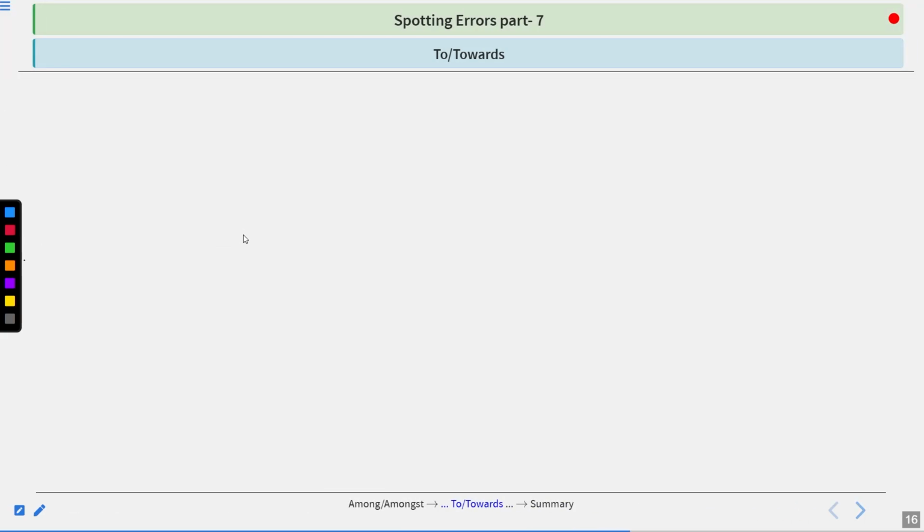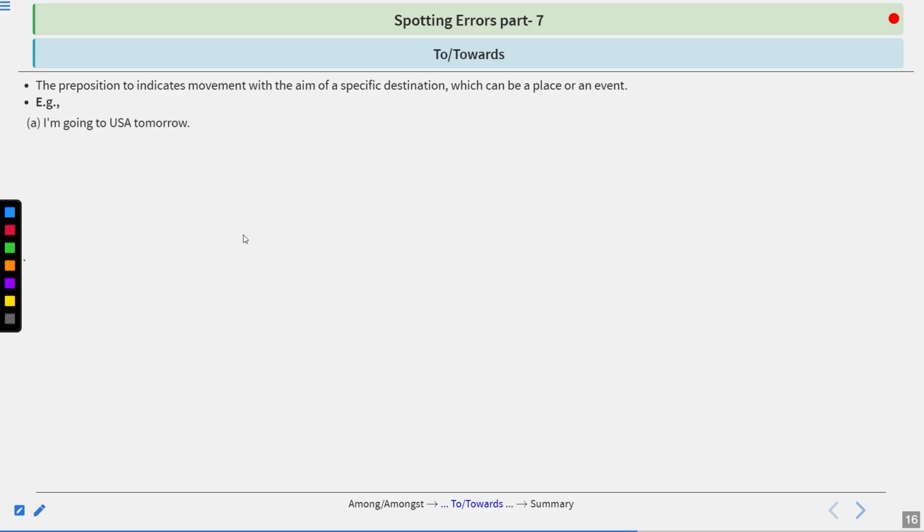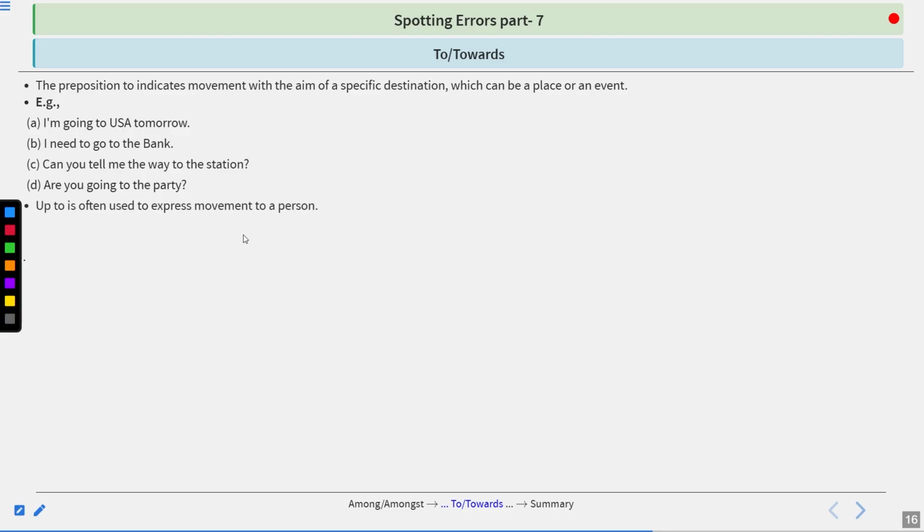Let's talk about to and towards. The preposition to indicates movement with the aim of a specific destination, which can be a place or an event. Example, I am going to USA tomorrow. I need to go to the bank. Can you tell me the way to the station? So with the help of to, we are talking about destinations. Are you going to the party? Up to is often used to express movement to a person. She came up to me and asked me what the time was.